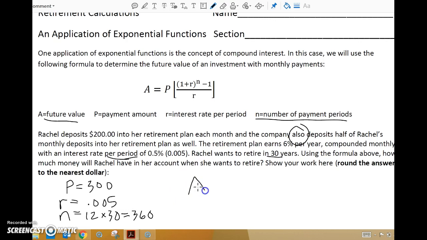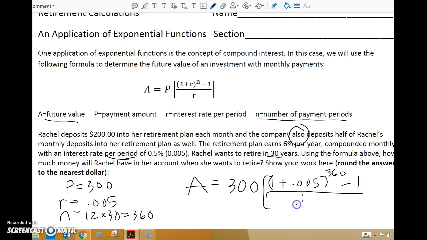So we'll say, okay, now let's put it in the formula. A equals 300, that's our P, times 1 plus R, which is 0.005. That 1 plus 0.005 is all raised to the 360 power. And then we're going to minus 1, and it's all going to be divided by 0.005. In future math classes, you might go into where this formula comes from. You don't really need to worry about that today.